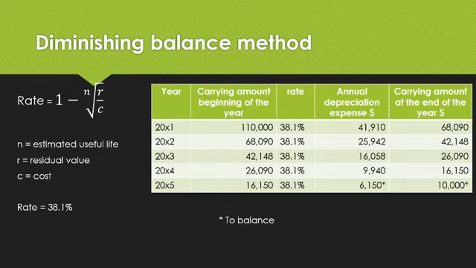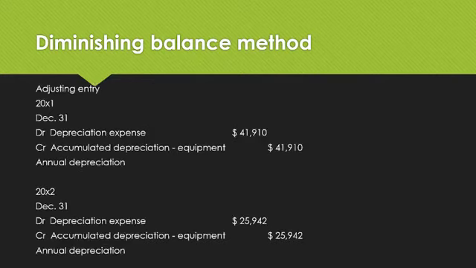So get the difference between $16,150 against $10,000, we have $6,150. So the adjusting entry for 20x1: debit depreciation expense, $41,910, and then credit accumulated depreciation, equipment, $41,910.